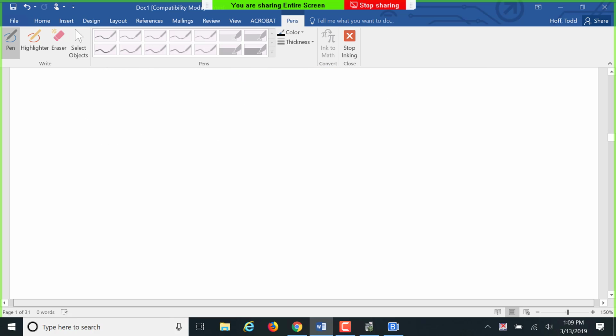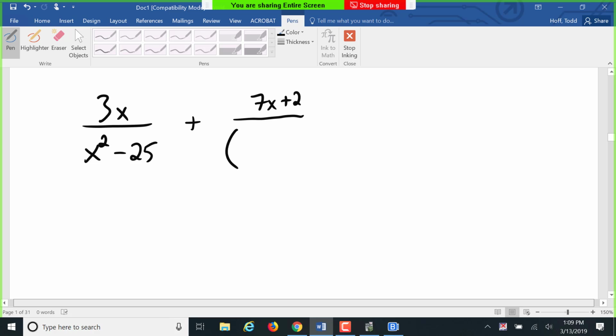So with that in mind, we can now look at fractions like this. 3x over x squared minus 25 plus 7x plus 2 over x squared minus 6x plus 5. And when I look at these, to find the common denominator, I'm going to do factoring again.